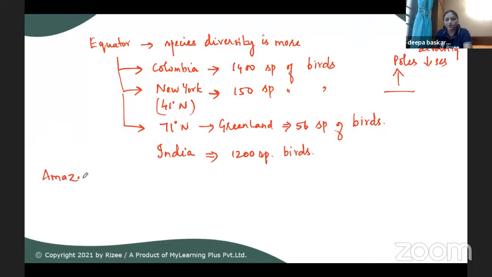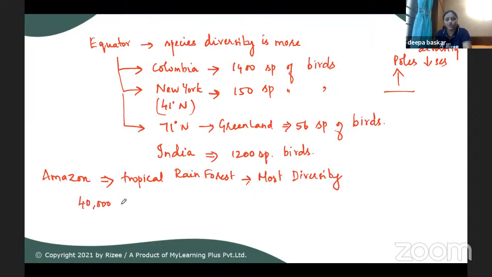And let us talk about the Amazon forest. It is the tropical rainforest with the most diversity in the universe. There are almost 40,000 plants in Amazon, 3,000 types of fishes, and 1,300 types of birds. A question may be asked, so you have to remember the figures for each and every species. And 427 varieties of mammals are there.